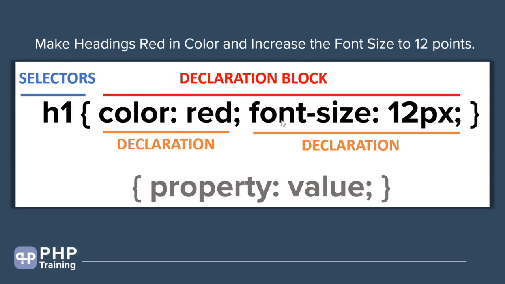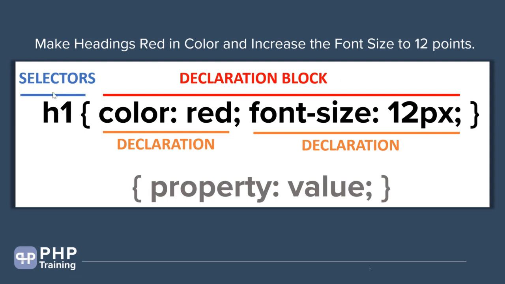And you see there are two declarations. They are separated with a semicolon. Color is red, font size is 12. So this is basically a property, colon, value, and then a semicolon. If you have worked with JSON before, it is something similar to that. So you have two declarations. The first declaration says color should be red. The second declaration says font size is 12 points. And this is how you write your CSS.